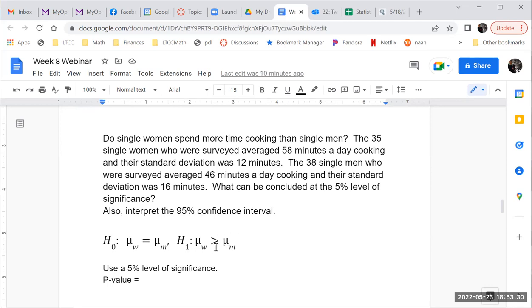Is it feeling the same as last week? Yeah. Okay. We just now have two variables instead of one, basically. That's the only difference. Any questions on this?